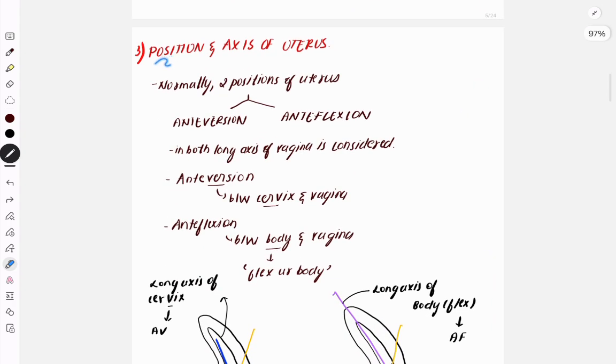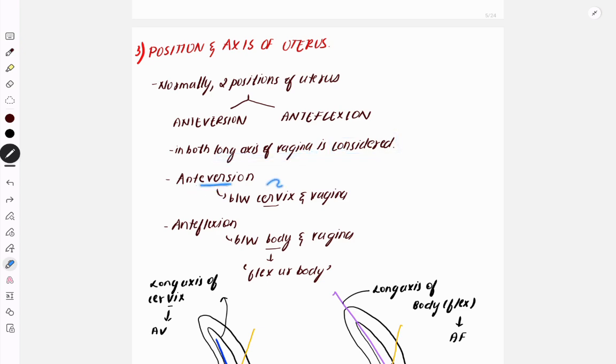Next topic to be studied under uterus is the different positions of uterus and axis of uterus. Normally the uterus has two different positions. The first is anteversion and the second is anteflexion. Anteversion is due to the angle of anteversion, and anteflexion is due to the angle of anteflexion. In both cases we always consider the long axis of the vagina.